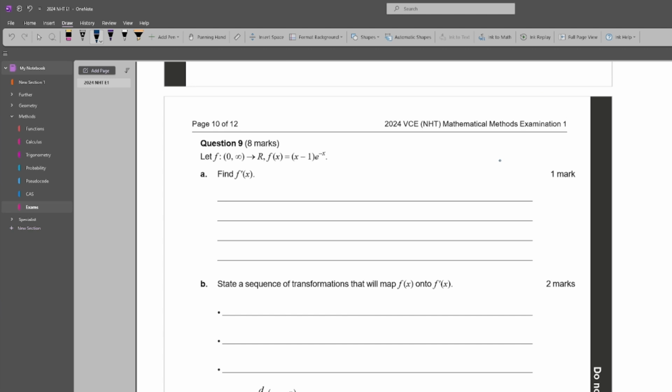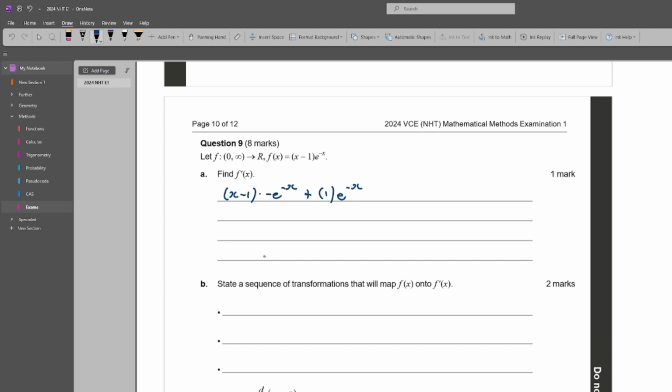Okay, last question. We've got f of x equals (x minus 1) times e to the negative x. Find the derivative. So this is just going to be the product rule. Left to right, right to left: we'll have (x minus 1), and the derivative of e to the negative x is negative e to the negative x, plus the derivative of all this, which is just 1, times e to the negative x.